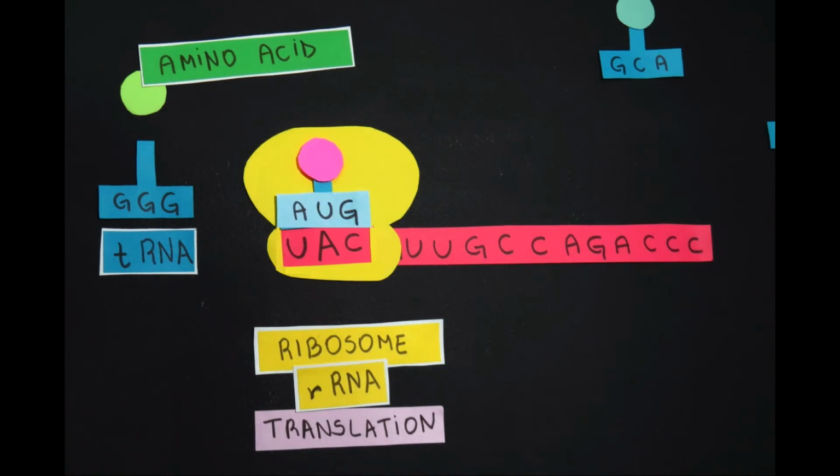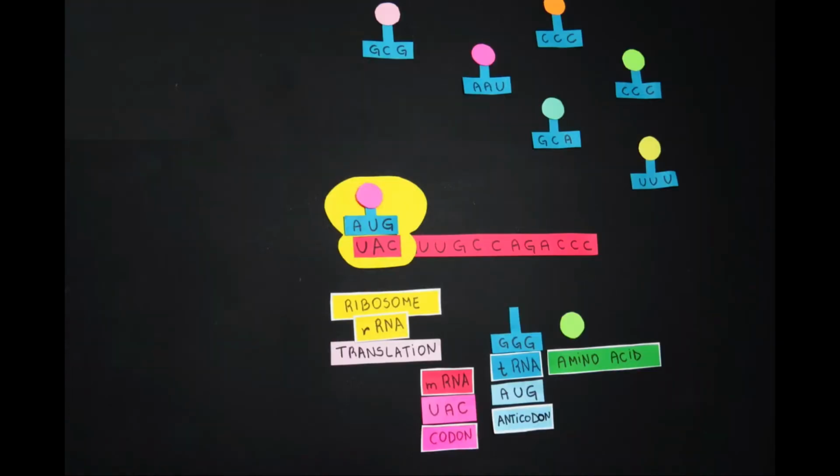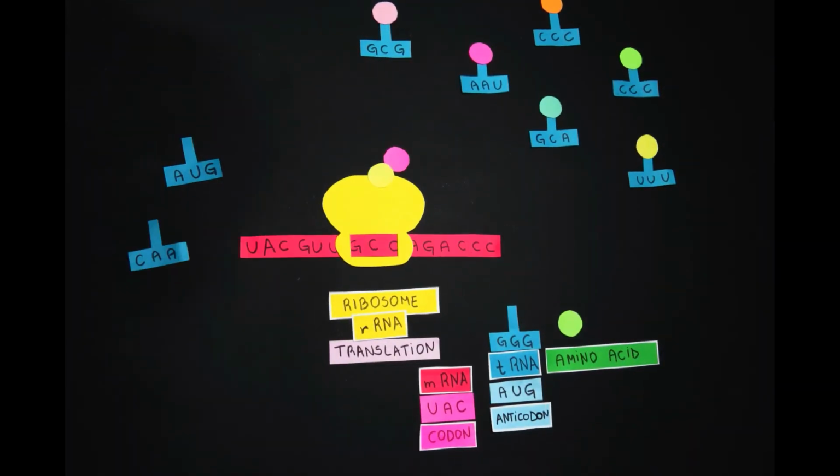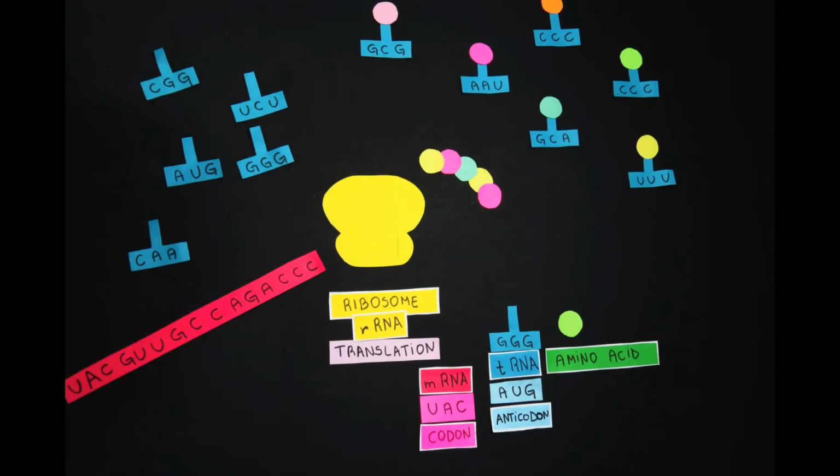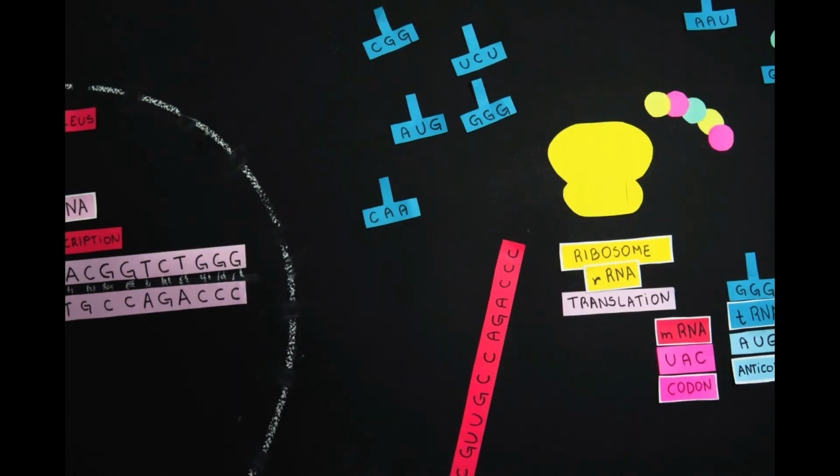The part of the transfer RNA that pairs with the codon from the messenger RNA is called anticodon. All codons will be translated into amino acids, which will combine to form a protein. Now let's come back to the nucleus.